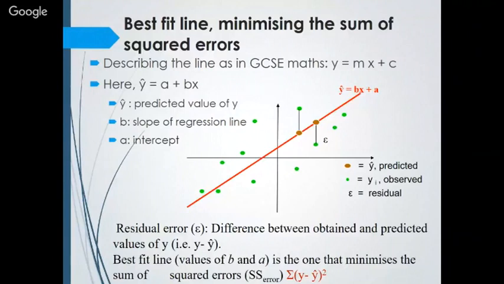The distance between the green dot and the brown dot on the line is the residual or error, that is, the prediction error. So we have to minimize the sum of squares of this error. Then only we will get the best fit. The residual error is the difference between the obtained, actual value and the predicted value.